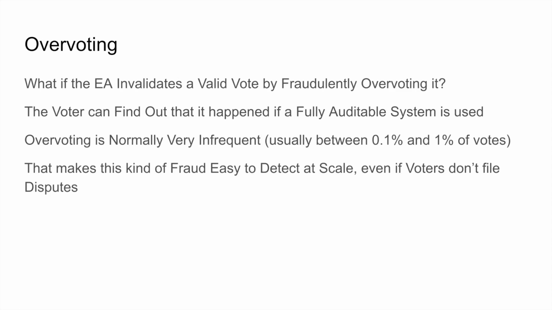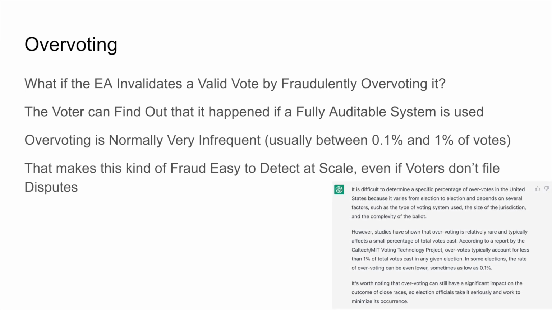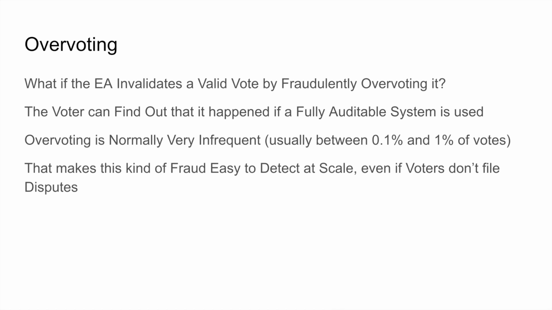But what if the election authority invalidates a valid vote by fraudulently overvoting it? Once again, the voter can find out that it happened if a fully auditable system is used. Overvoting is normally very infrequent, usually between 0.1% and 1% of votes according to ChatGPT. That makes this kind of fraud easy to detect at scale, even if voters don't file disputes.